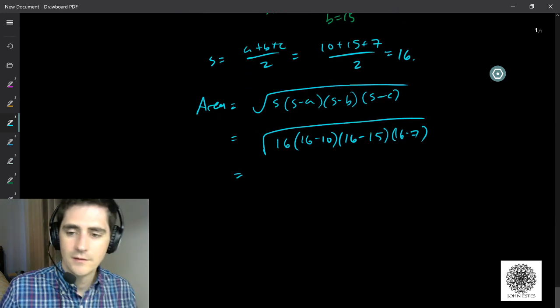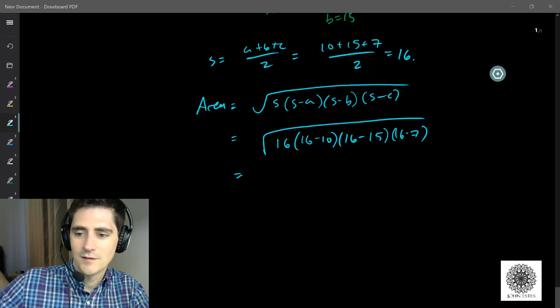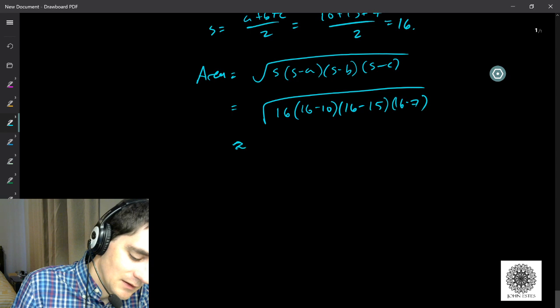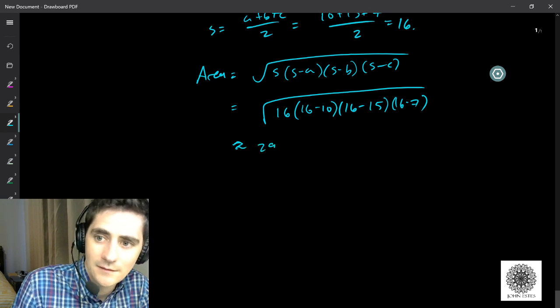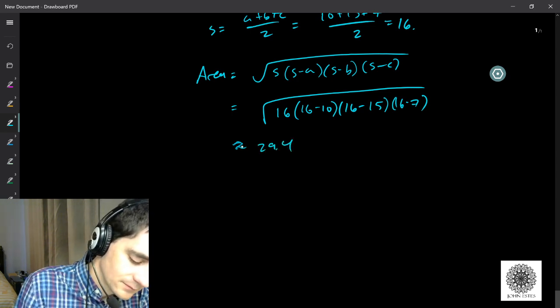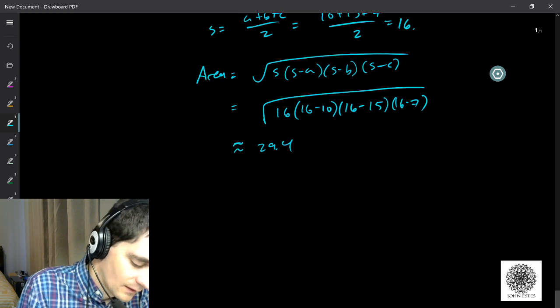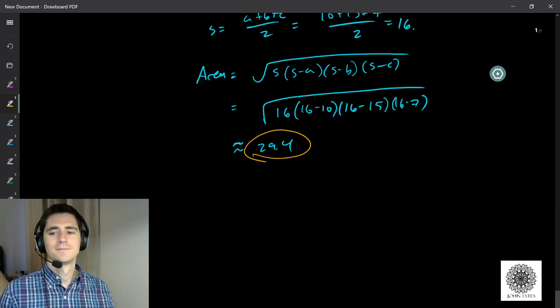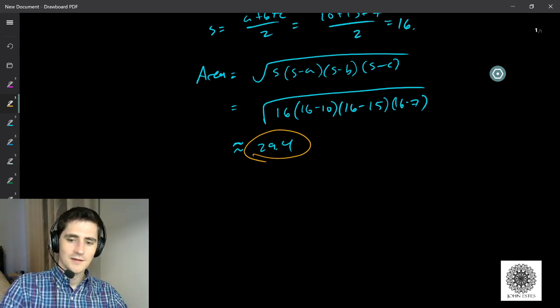Okay, so then it's just a matter of calculation from that point on, right? You're going to get approximately 29.4. And that would be the area of my triangle using Heron's formula. I hope this makes sense.